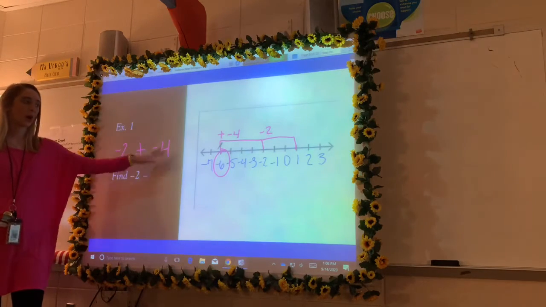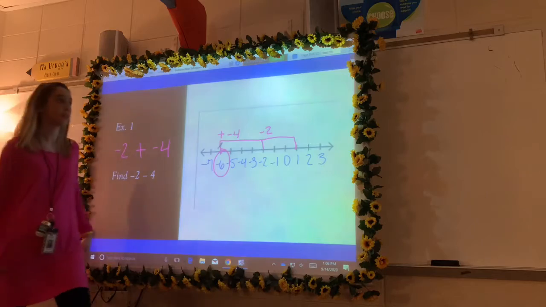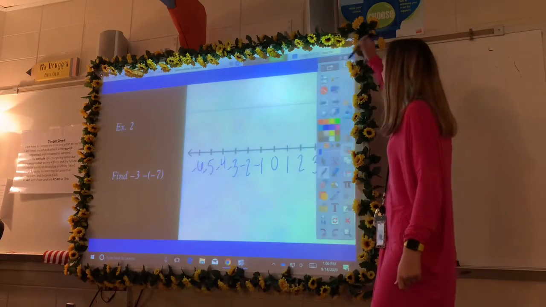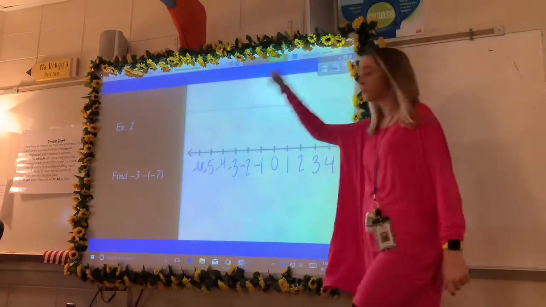Okay? Hopefully this is refreshing your memory if you've already learned this. Or if you're learning it for the first time, hopefully it's making sense. Let's look at example number 2.